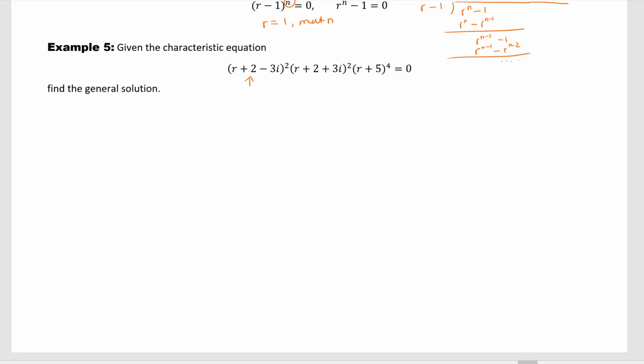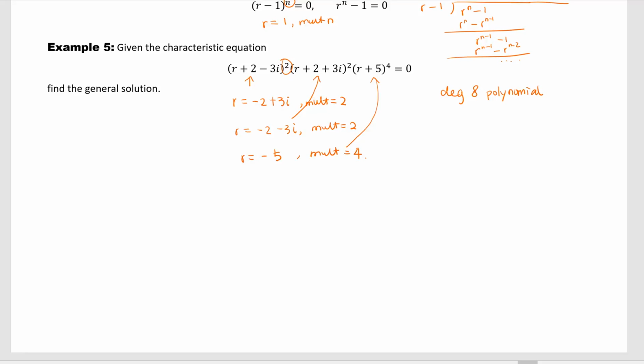So this guy corresponds to r equals minus 2 plus 3i, right? And because of the square, the multiplicity is 2. And then this guy corresponds to negative 2 minus 3i. The multiplicity is also 2. And then this guy, we have r equals minus 5, with the multiplicity 4. So the total degree is 8. Degree 8 polynomial.